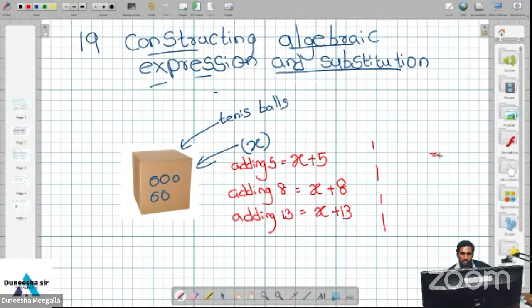If we subtract, I subtract 5. There is x, and if we subtract 5, x minus 5. Subtract 8, x minus 8. I subtract 13, x minus 13. Yes, x minus 13. Write down this example. It is subtract.